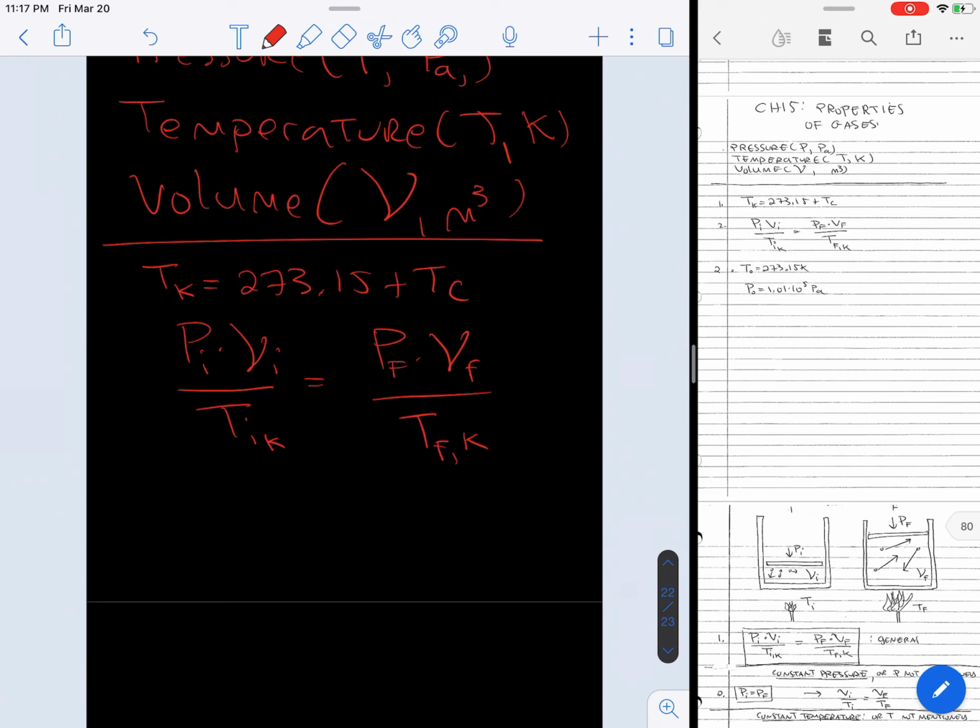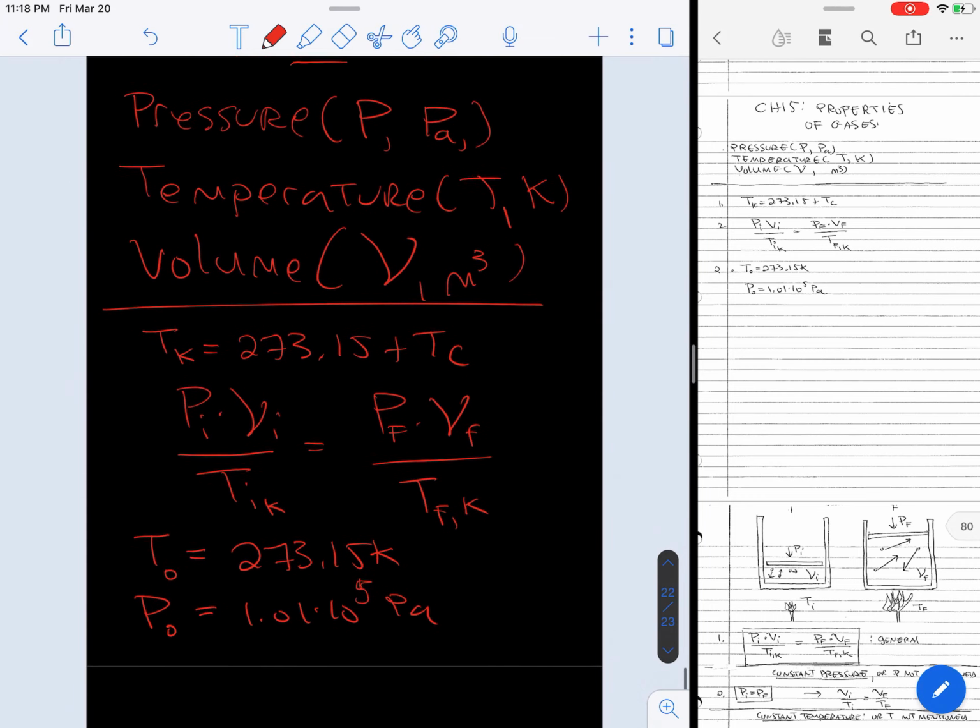And we're also going to introduce this term here. If they ever say standard temperature, that means I'm going to define this to be T0, and that's just going to be 273.15 kelvins. And if they say standard pressure, we're going to define it to be atmospheric pressure, or 1.01 times 10 to the 5 pascals.